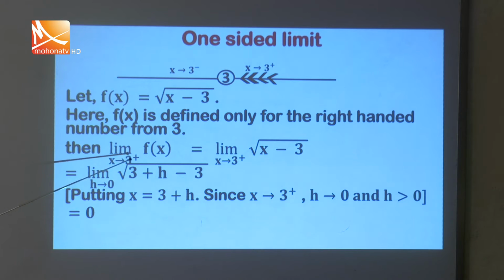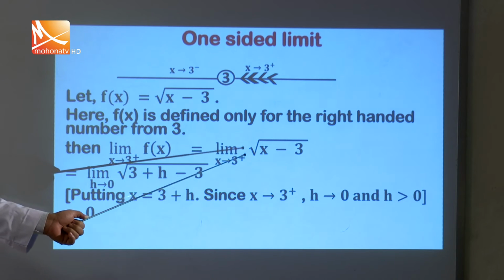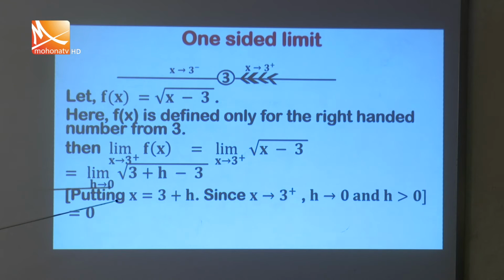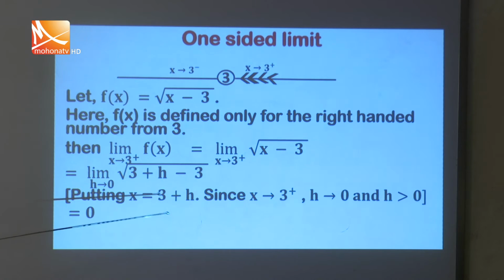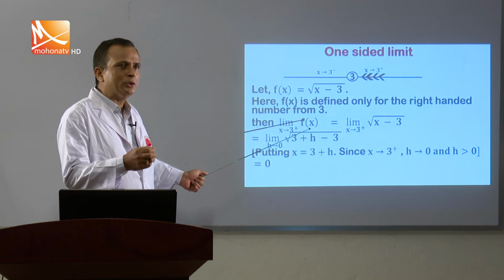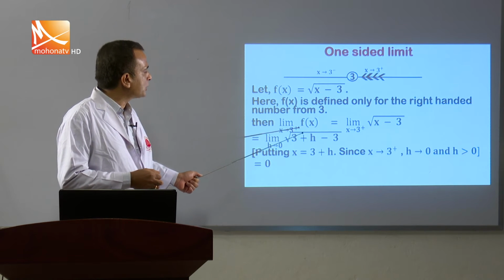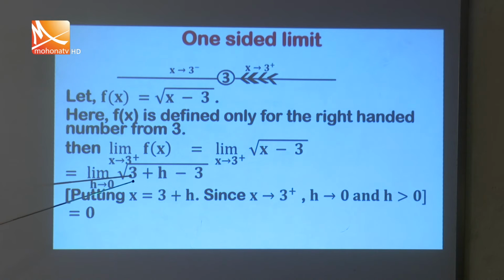Then limit x tends to 3 plus f of x equals limit x tends to 3 plus square root of x minus 3, since f of x is root of x minus 3. Now again, we put x equals 3 plus h, since x tends to 3 plus, so h tends to 0. Here h is greater than 0. You just see that this plus 3 and minus 3 will vanish. Square root of h is a positive quantity. Square root of any positive quantity is positive, like 0.000001, and the square root of this is a very small quantity, which nearly approaches 0. That's why the limiting value of f of x is 0 when x tends to 3 plus.